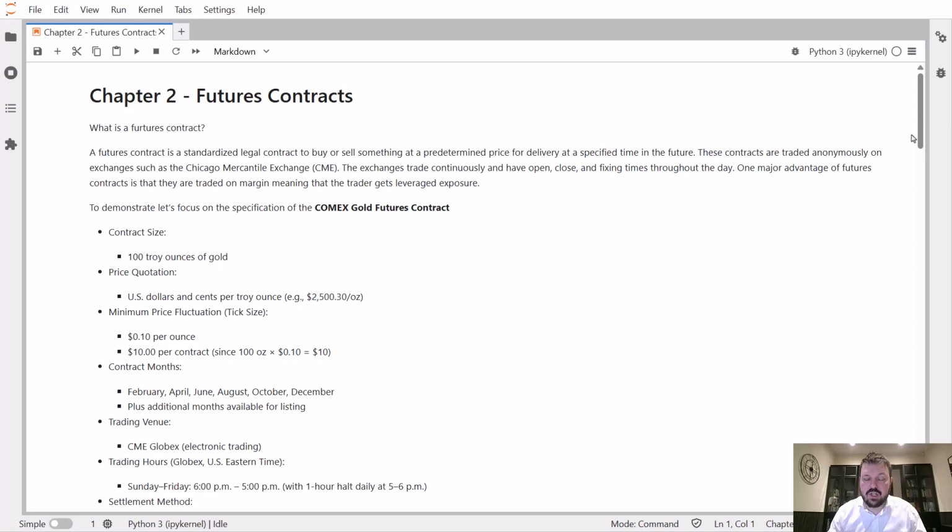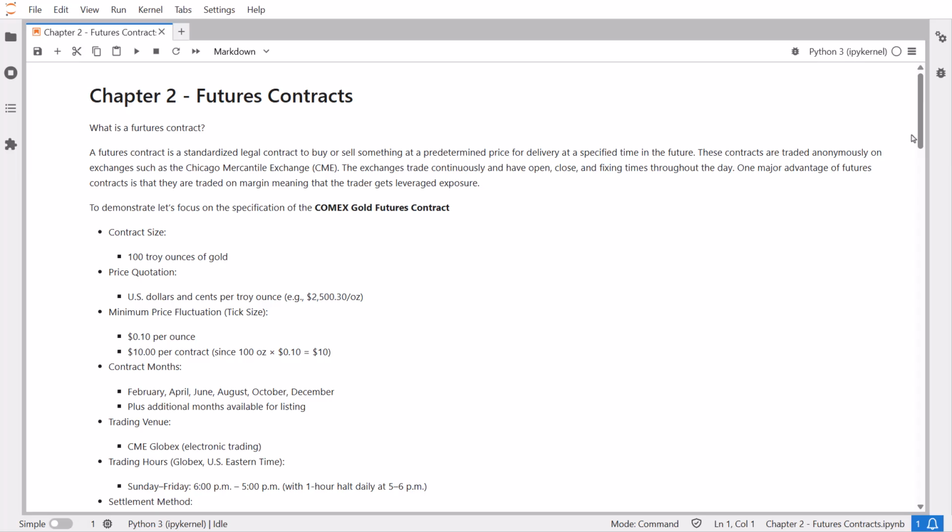So the first thing I want to do is discuss what is a futures contract. A futures contract is a standardized legal contract to buy or sell something at a predetermined price for delivery at a specific time in the future. So that's quite a mouthful. What does that actually mean?